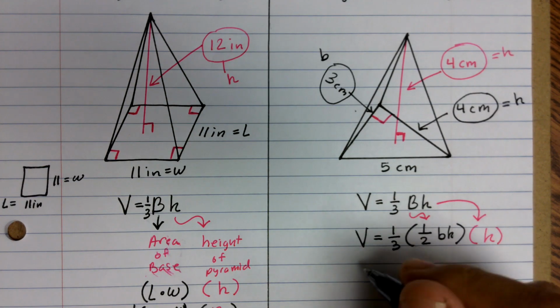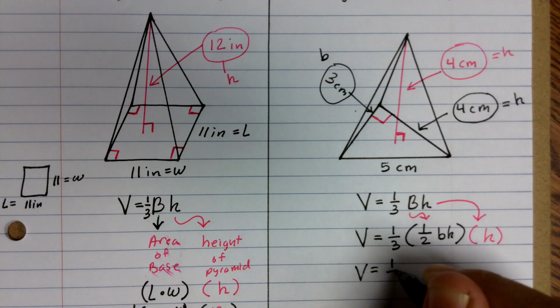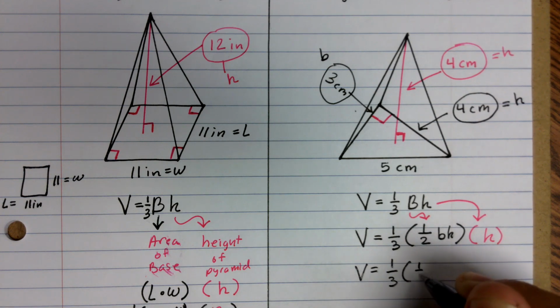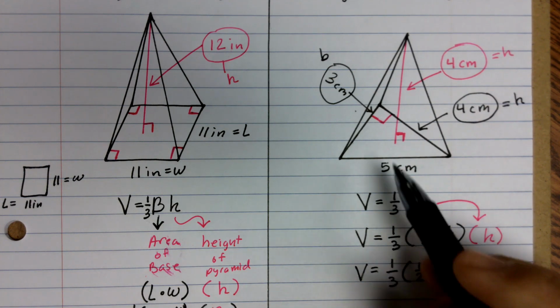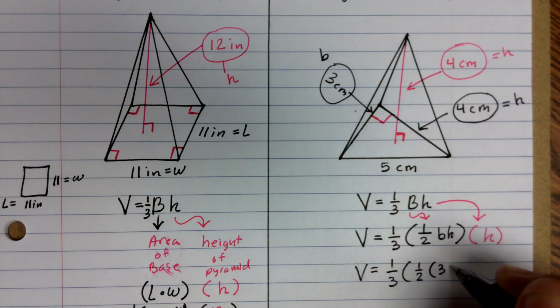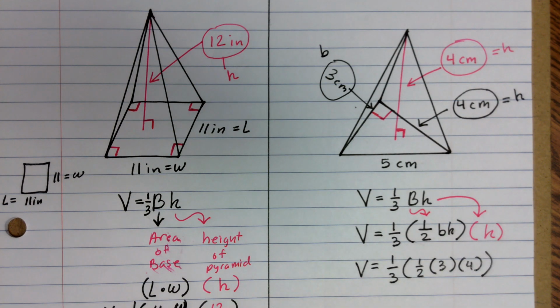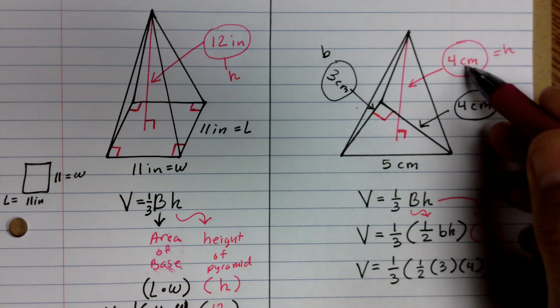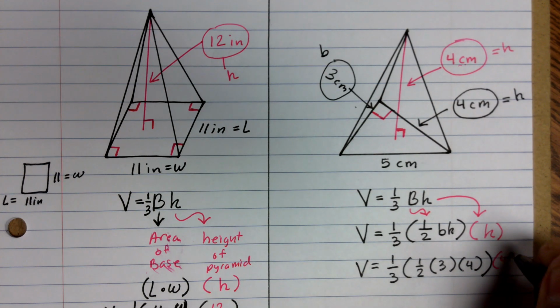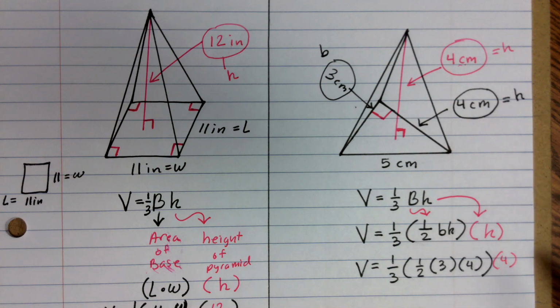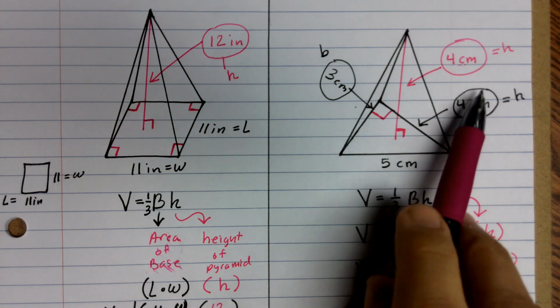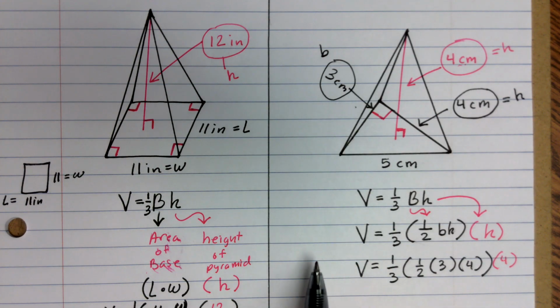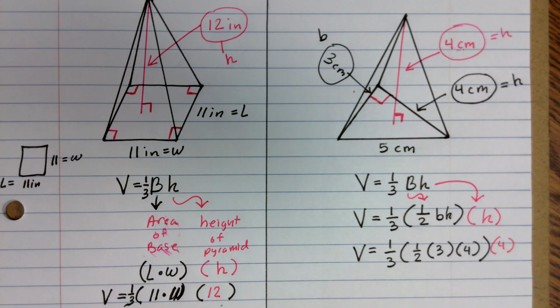So now we're going to substitute these values in. V is equal to 1 over 3 times 1/2 times my base, which is 3, times the height of that triangle, which is 4, close parenthesis, times the height of my pyramid, which happens to be 4. Now that could have been a different number, but in this particular problem, it happened to be the same number. So now you can see where I got my numbers from. I've got them all substituted in, and now I'm going to put it in the calculator.